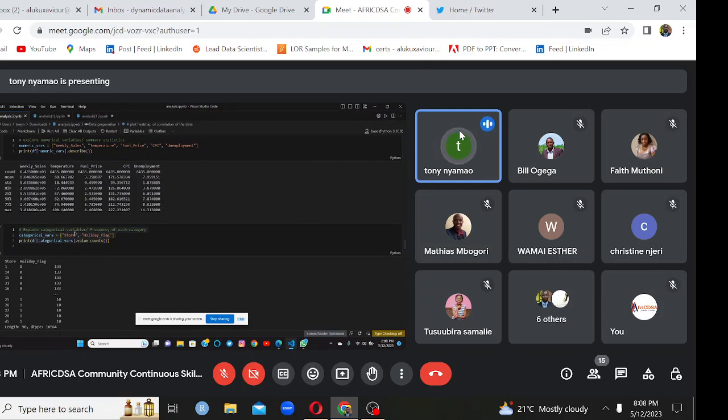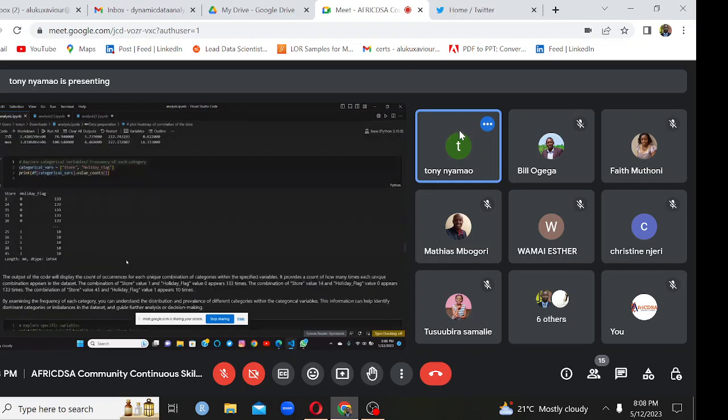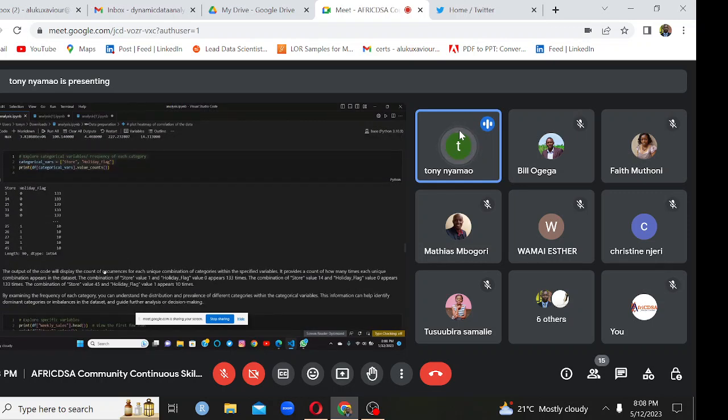Now here, by exploring the categorical variables frequency of each category, the output of the code will display the count of occurrences for each unique combination of categories within the specified variables. It provides a count of how many times each unique combination appears in the dataset. Like here now, store 1, which had holiday 0, appeared 133 times. The same as for store 14 with holiday 0, appeared 133 times, and so on. For store 45, which had holiday 1, appeared 10 times.